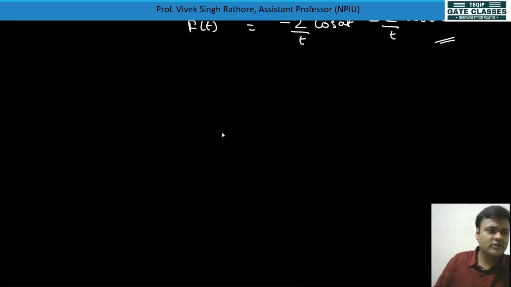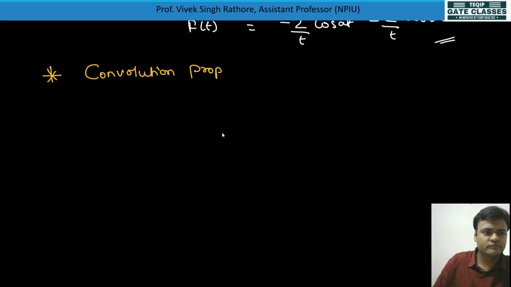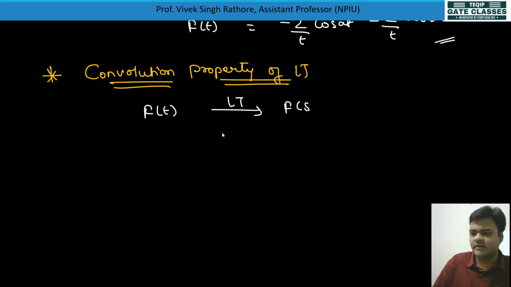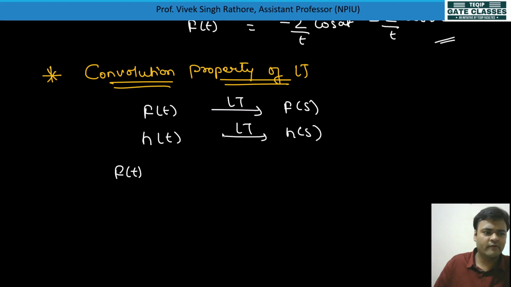Now we'll see some more properties, that is the convolution property of Laplace transform. The convolution property of Laplace transform says that if the Laplace transform of f(t) is F(s), and the Laplace transform of h(t) is H(s), then if we convolve f(t) with h(t) and take the Laplace transform, it is equal to F(s) times H(s).